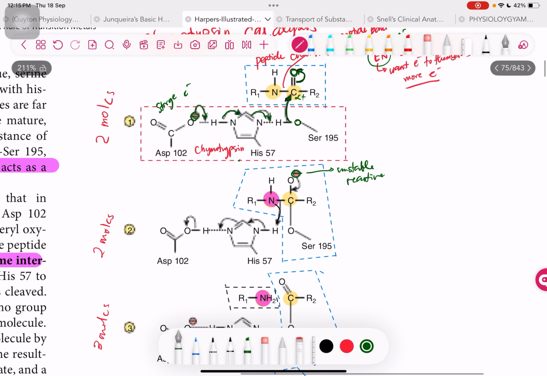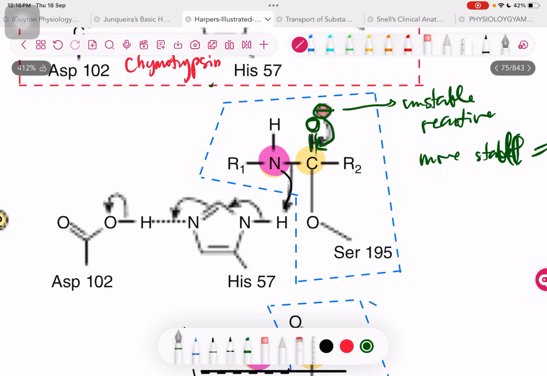Now, due to this, the excess electrons will have to move to here so that the oxygen can have a double bond, which is more stable. When the oxygen has a double bond, the electrons just moved from here to here. N is more electronegative than your carbon. That means it is more electronegative. Partially negative here, partially positive here.